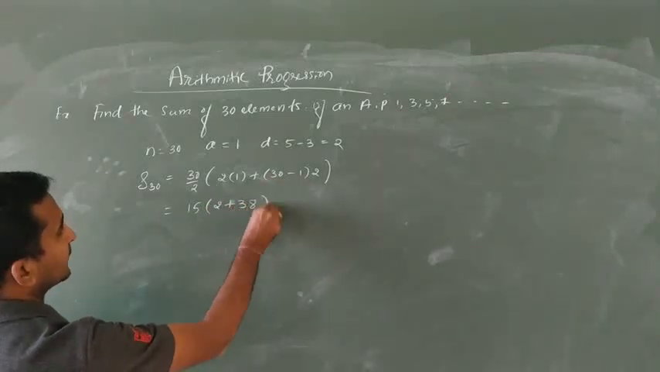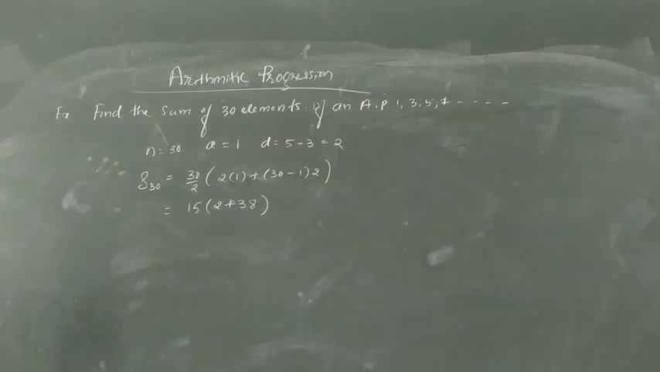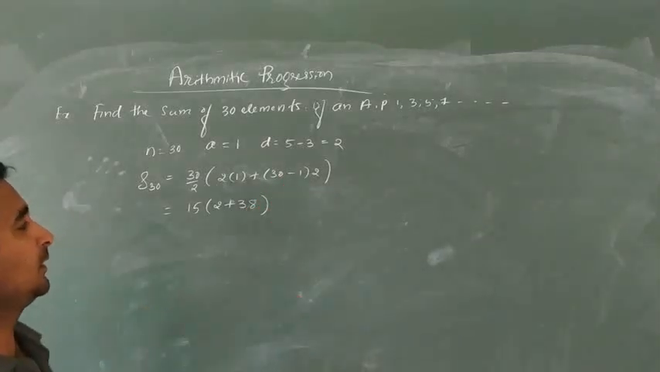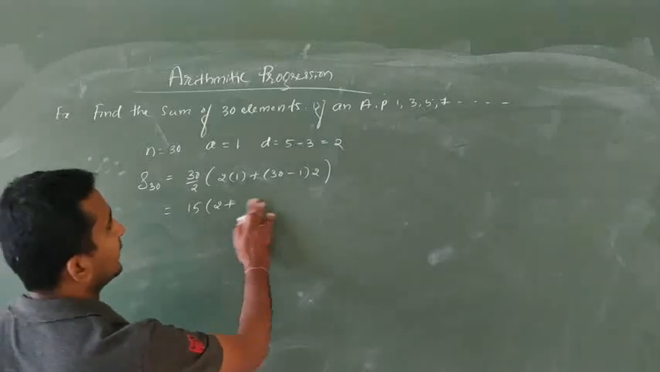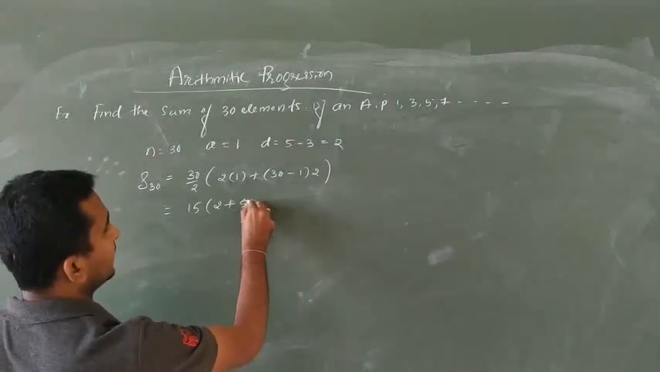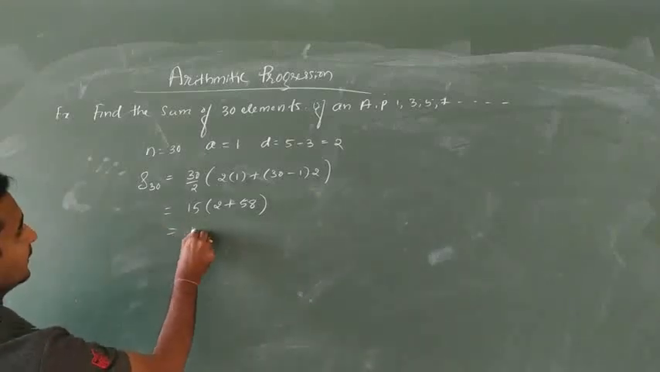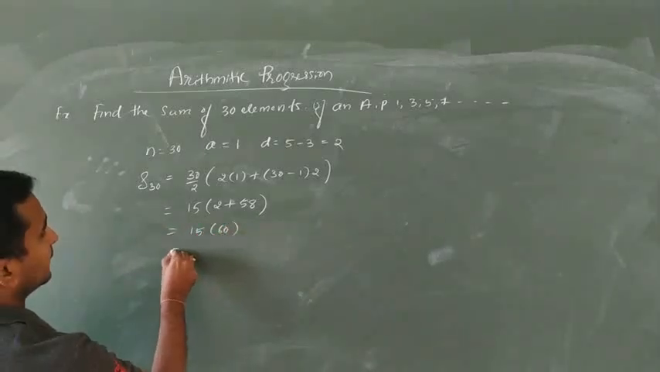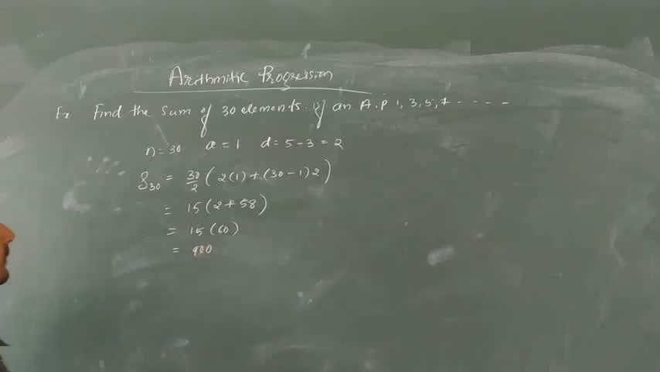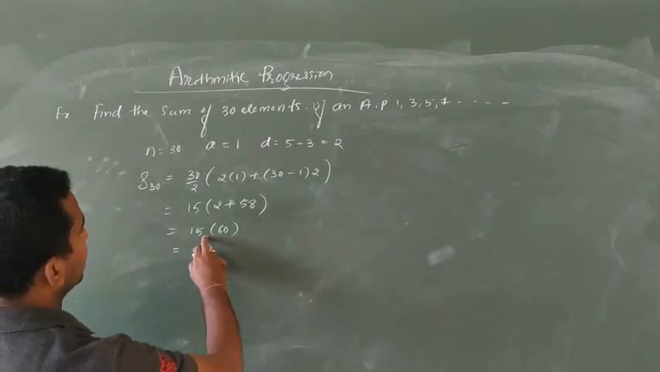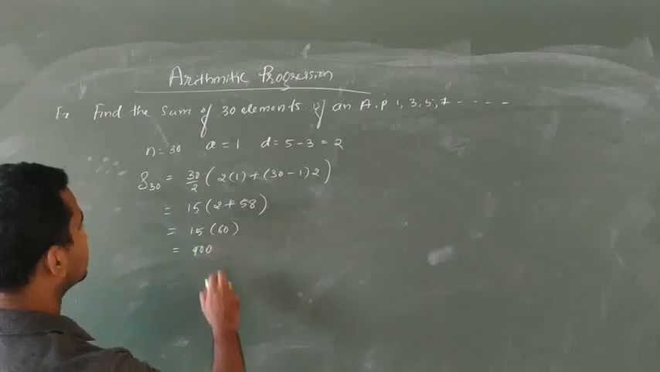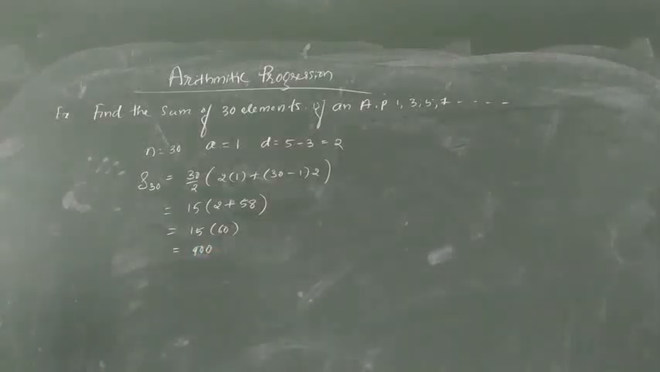That is 15 into 2 plus 29 2s. Because 30 minus 1 is 29, 29 2s are 58. So that is 15 into 60, which is 900. So this is the sum of the 30 elements.